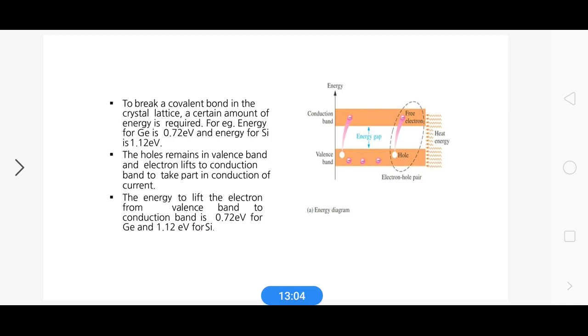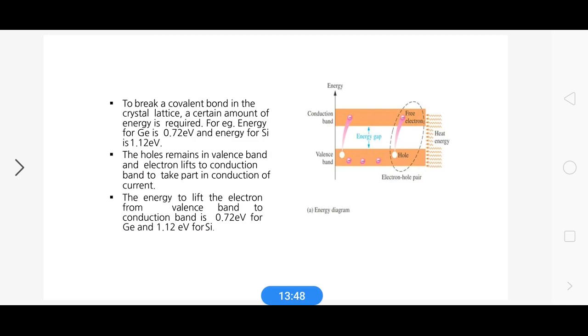And the holes remain in the valence band. The electrons lift to the conduction band to take part in the conduction of current. As we know, the electrons in the valence band jump into the conduction band, and only by crossing the forbidden gap does conductivity take place. So as the electron shifts to the conduction band, there is a vacancy of electron in the valence band, that is a hole. So electrons jump into the conduction band and holes remain in the valence band.